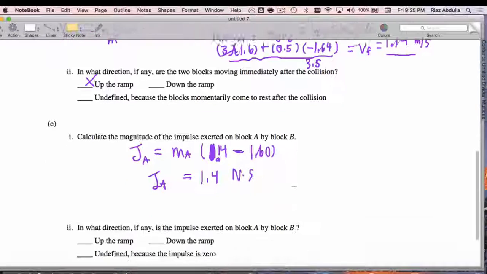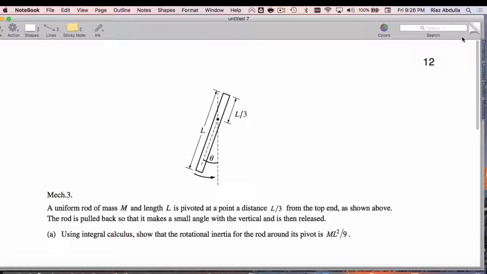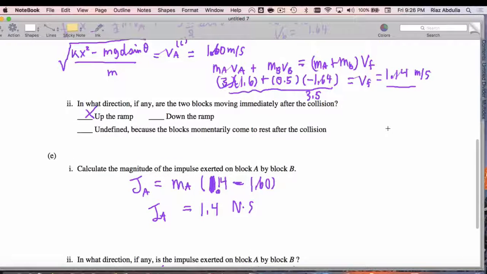Now the direction of the impulse on block A by block B is actually going to be down the ramp, since it slows A down. All right, so that takes care of problem number 2.